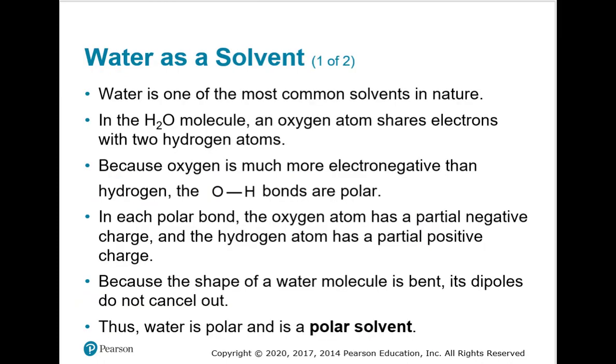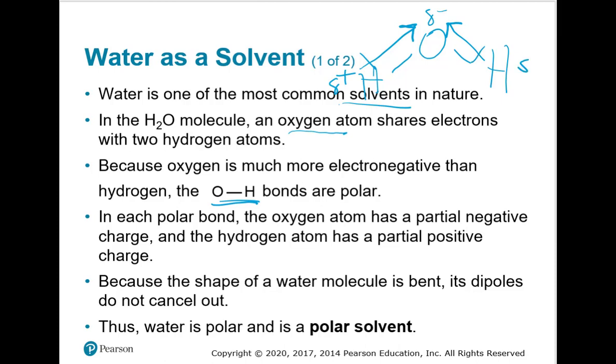Like I said, water is one of the most common solvents in nature. In the water molecule, an oxygen atom shares electrons with two hydrogen atoms. We know that we have O with H and H. Because oxygen is much more electronegative than hydrogen, the OH bonds are polar. We talked about this. We had electronegativity values for every element on the periodic table, and O is more electronegative. This end is slightly negative, and our hydrogen end is slightly positive. Same with this bond over here. Slightly positive hydrogen end, slightly negative oxygen end.